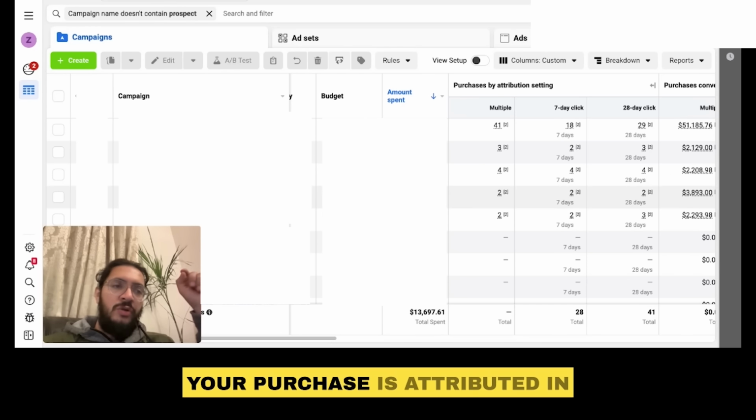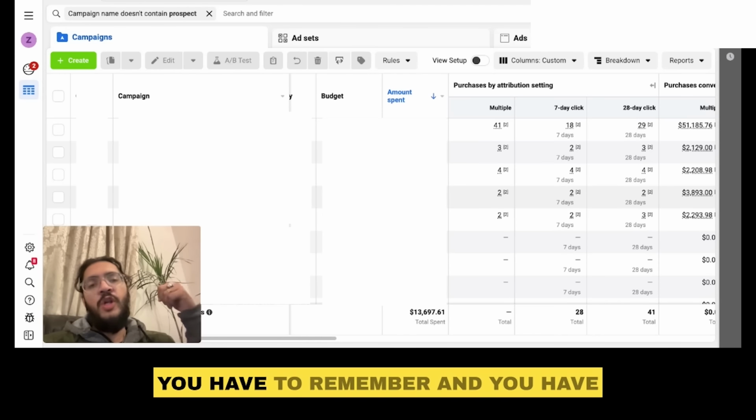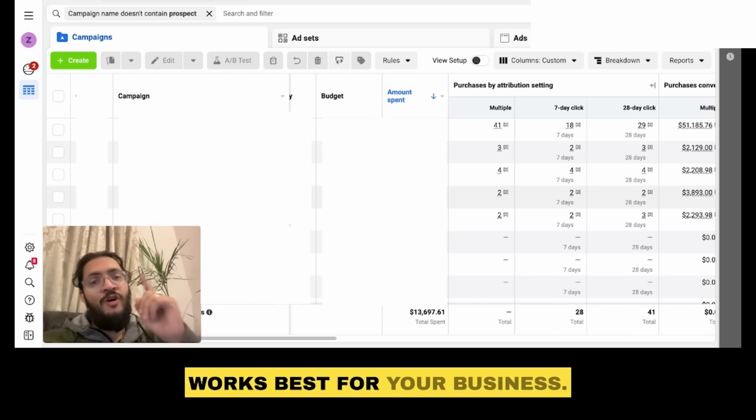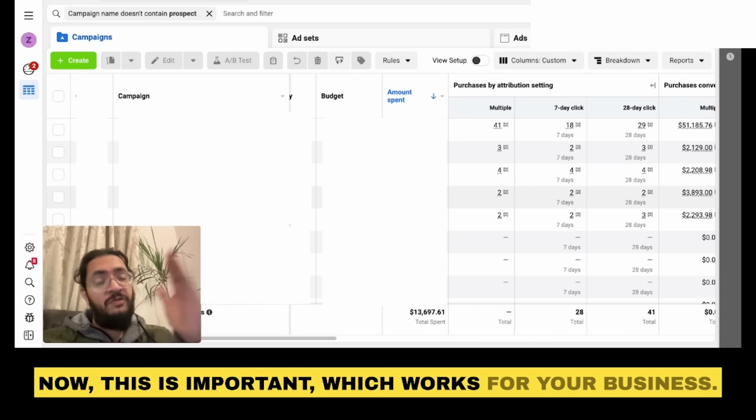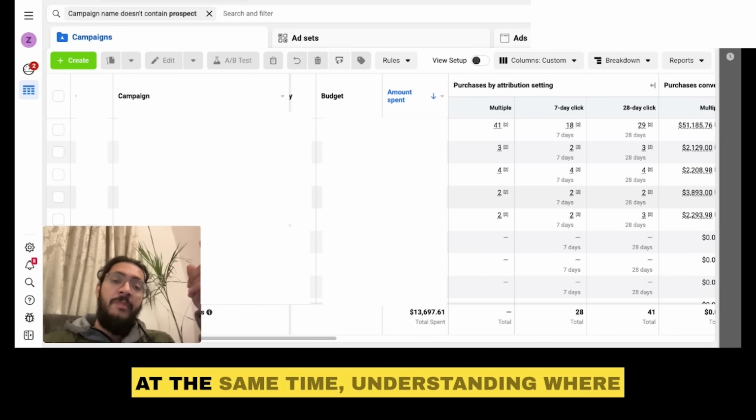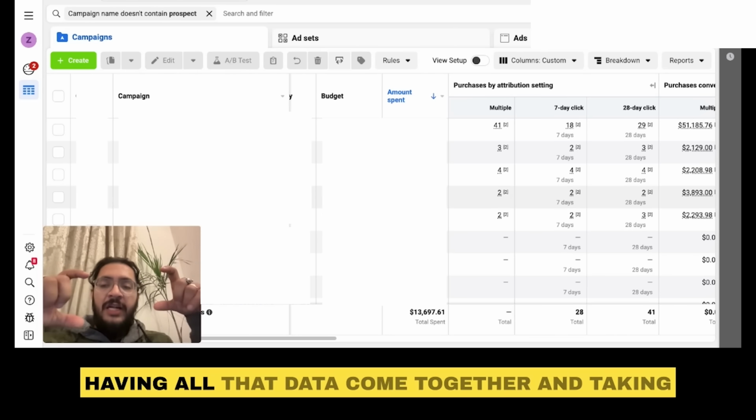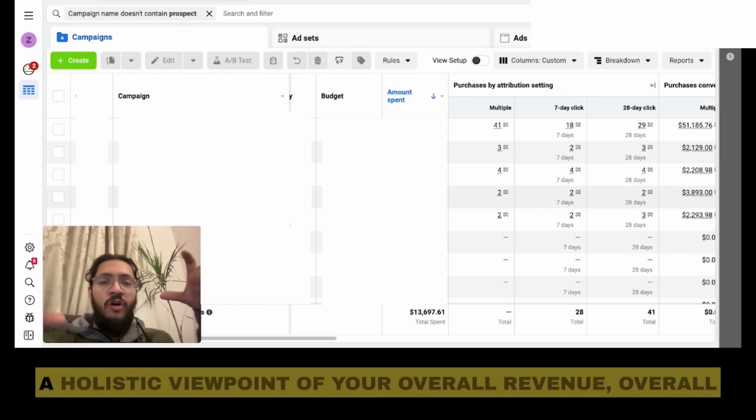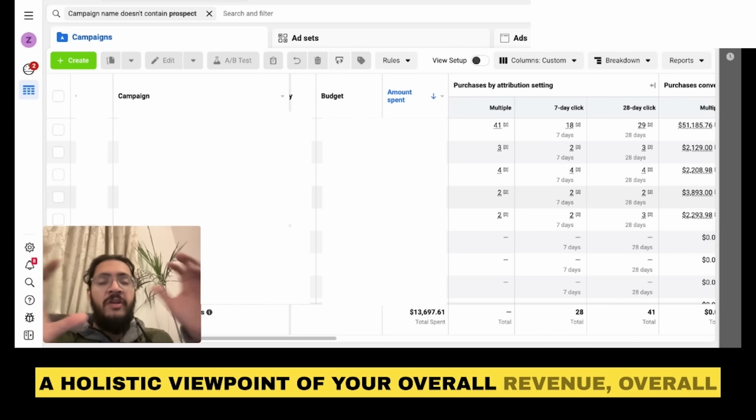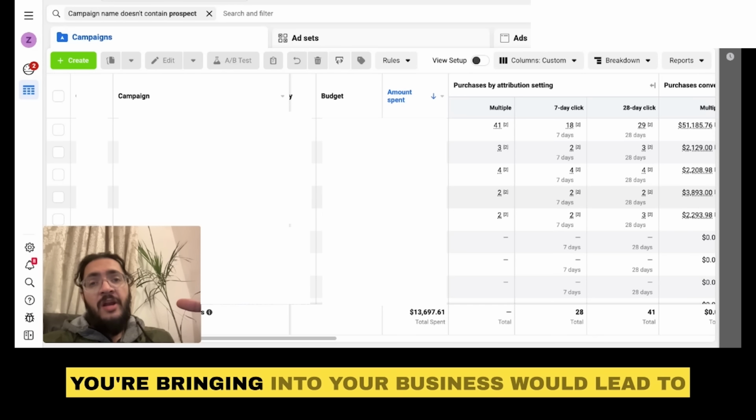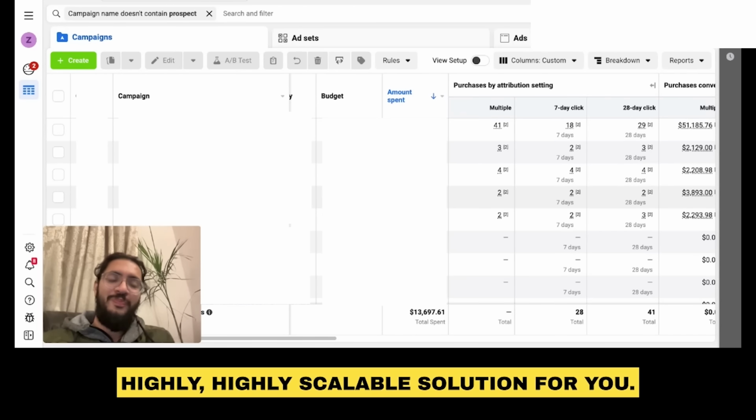Your purchase is attributed in multiple ways on Facebook. You have to remember and you have to review and evaluate which attribution method works best for your business. Now, this is important, which works for your business. At the same time, understanding where you should spend money is important. Having all that data come together and taking a holistic viewpoint of your overall revenue, overall business growth, how many new customers you're bringing into your business would lead to a highly scalable solution for you.